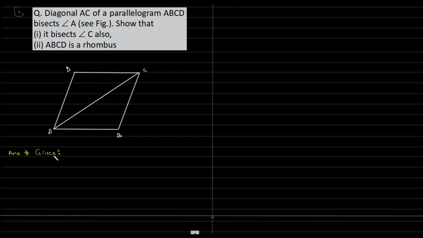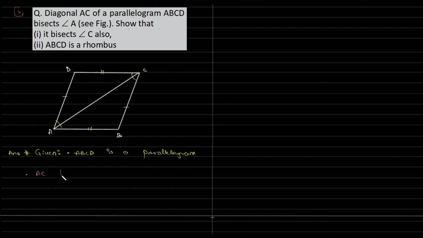So always remember, in the given, you have to make conclusions. Whatever information is given helps. Okay, so let's begin by talking about ABCD being a parallelogram. So opposite sides and opposite angles will be equal. And they're talking about the diagonal bisecting angle A.